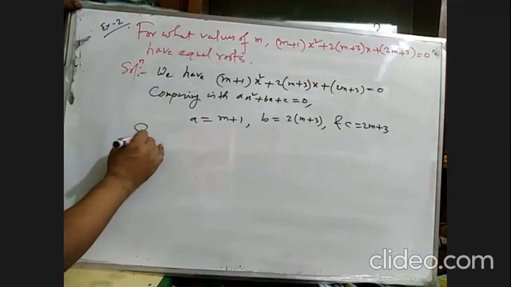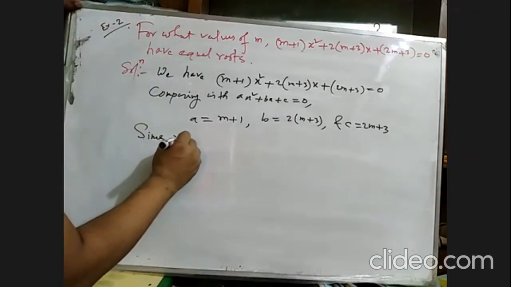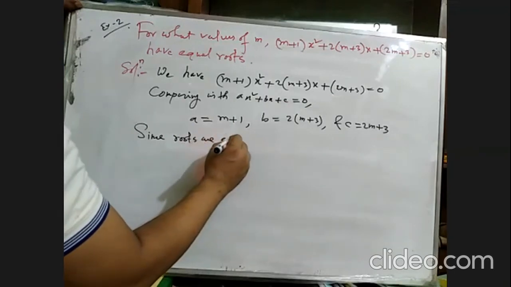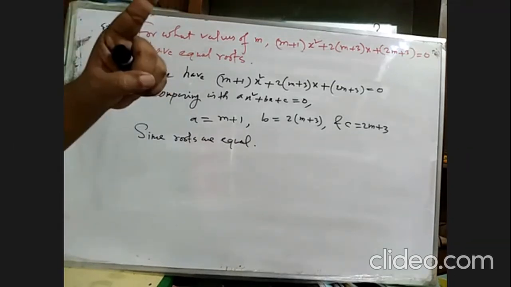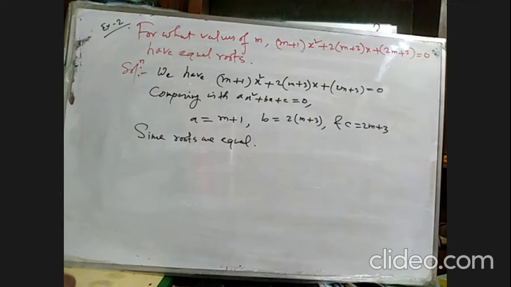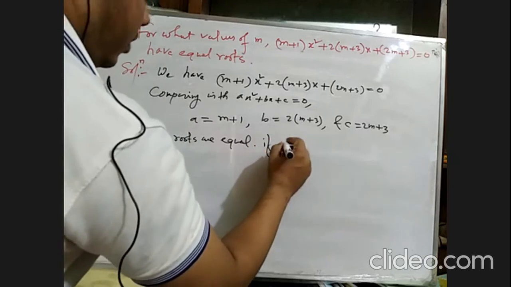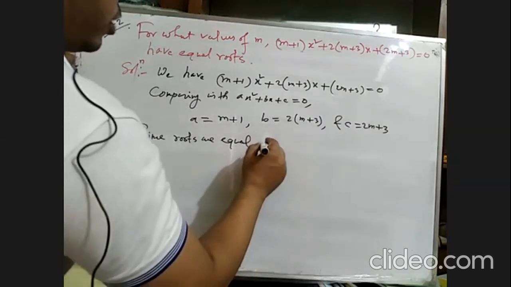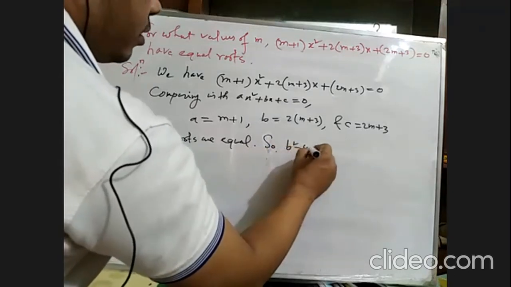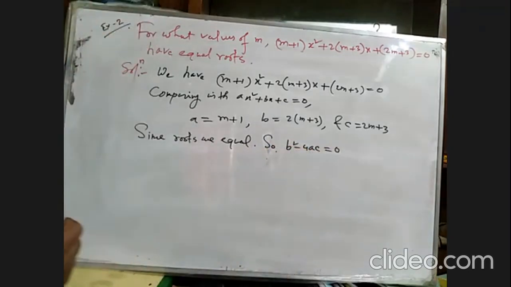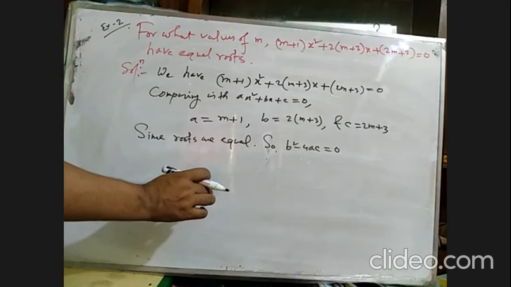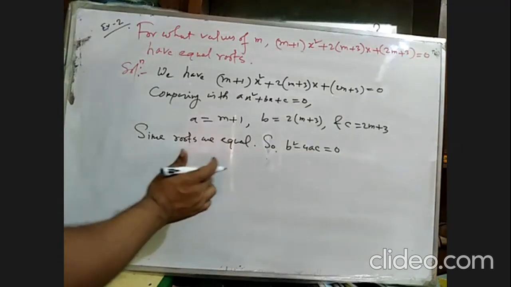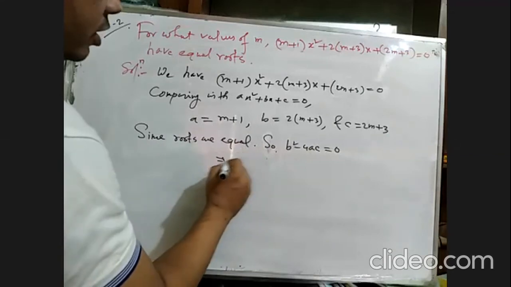Since the roots are equal, when? Which condition? I have given you 4 conditions. Roots equal in which condition? First condition or second condition, which one? Since the roots are equal, so discriminant will be what? 0, right? If discriminant is equal to 0, then we get what? Roots are equal.